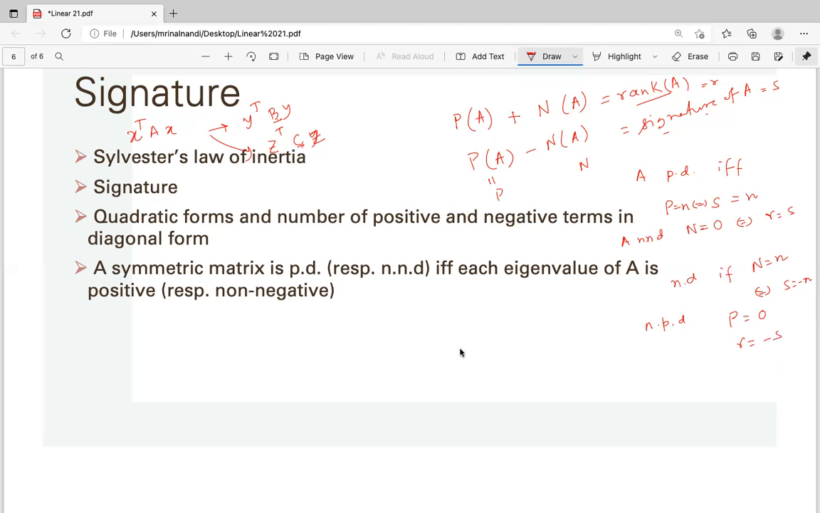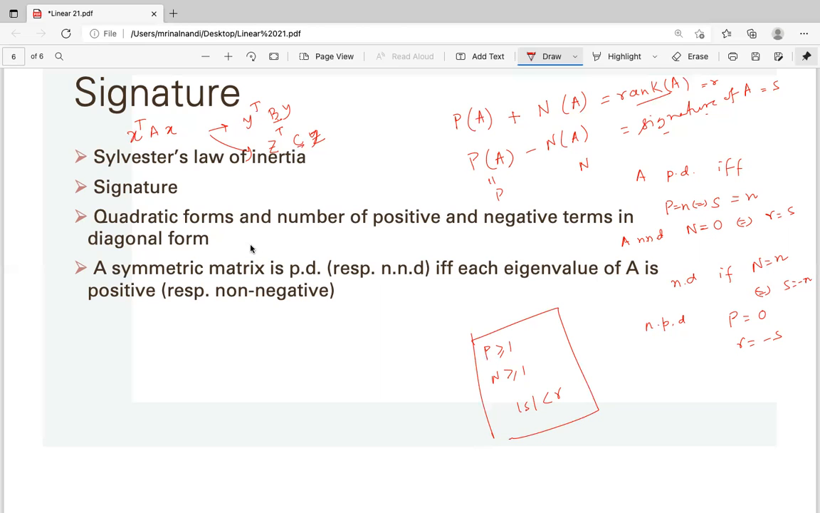And A is indefinite if and only if P is greater than or equal to 1 as well as N is greater than or equal to 1. Equivalently, the modulus of the signature is less than the rank. Then it is indefinite. It is quick, you can easily verify this.